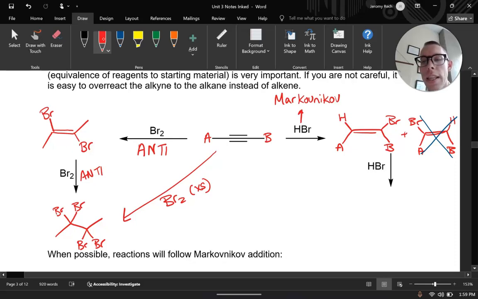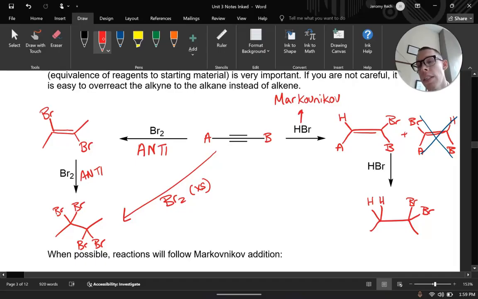If you have a structure like this and you expose it to another equivalence of HBr, we now have a Markovnikov spot, because we now have an H on one side and a bromine on the other. So that second H is going to want to go to the H side. That second bromine is going to want to go to the bromine side. So you would then get a product where you have H and H over here and bromine, bromine over here.